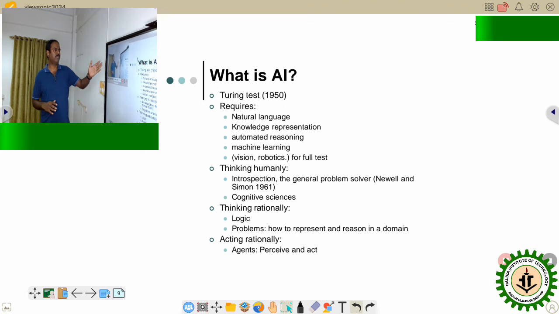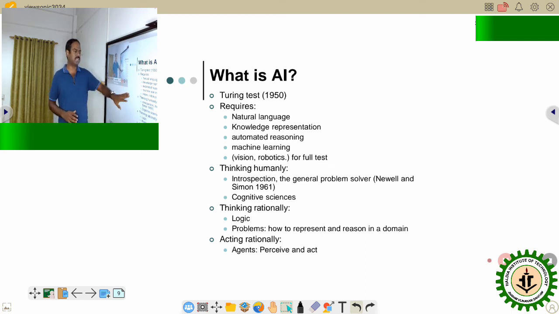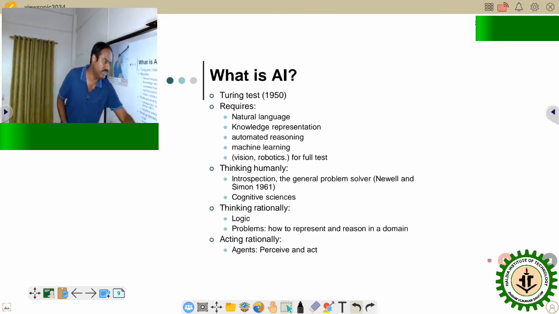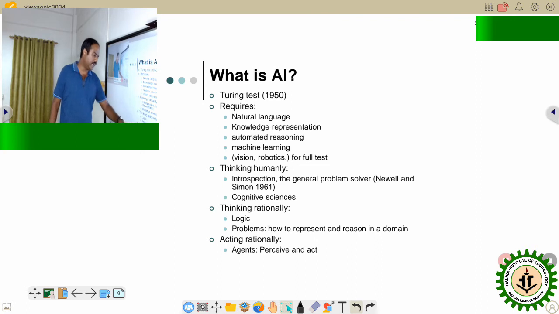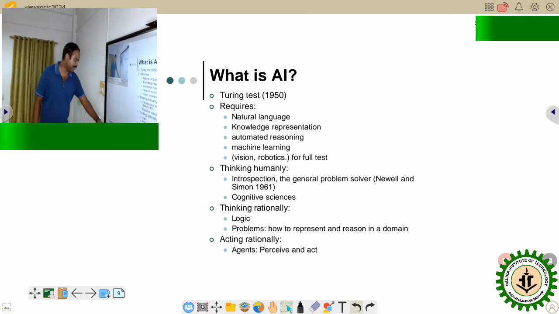Now, whenever we go for this Turing test, there are some requirements we have already discussed. Then thinking humanly, thinking rationally, we have already discussed these things. But thinking rationally means there is some logic, and according to logic there are some problems. Now, how to represent and reason in a particular domain must be known to a machine. And acting rationally, there are some agents. We'll discuss agents after some time.